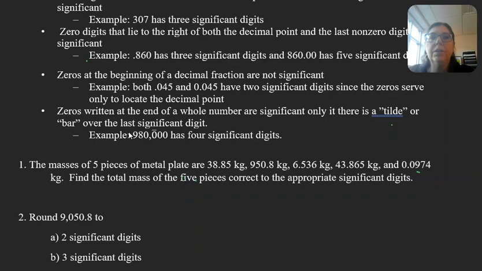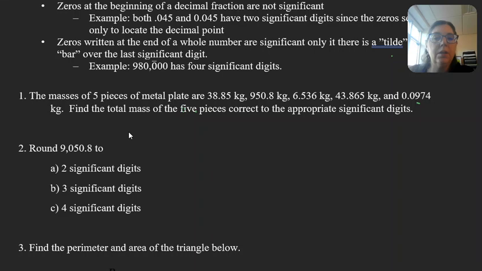So we're only using it because we can't have a verbal conversation with somebody, and they need to be able to look at our answers or at given numbers and be as accurate as we were. So that's their goal. In this first one, we have 5 pieces of metal with 5 different weights, and we're going to add those up. So I'm going to take a moment to do that.